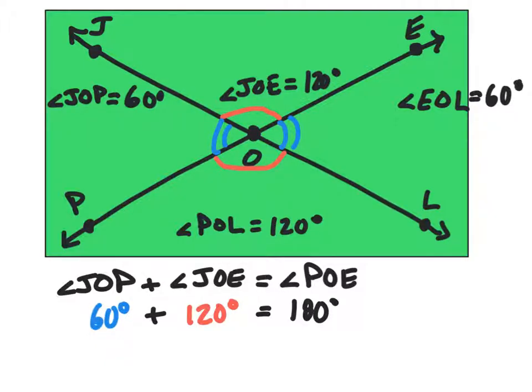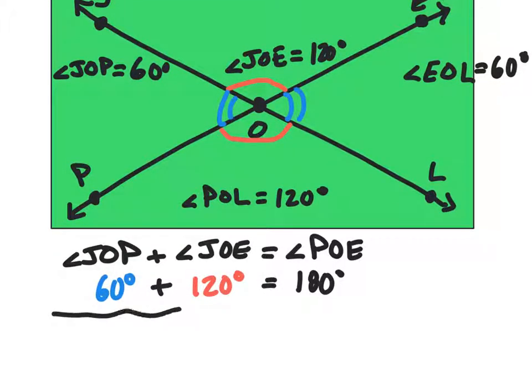Check to see: take the number that you got for JOP, add it to the angle measure you got for JOE, and you should get 180, or at least very close to that. Give that a shot. Show me that. The next thing I want you to do is, let's think about if I take angle JOE, so watch what I do here.